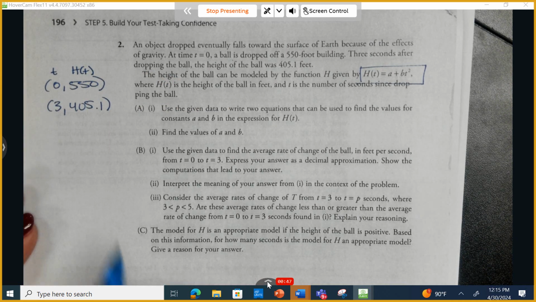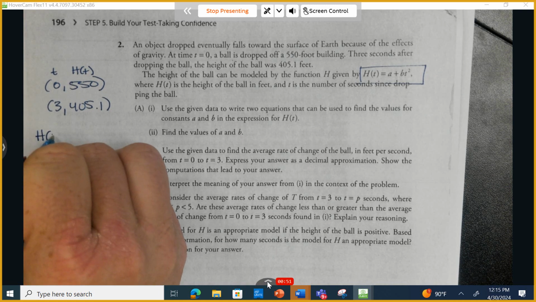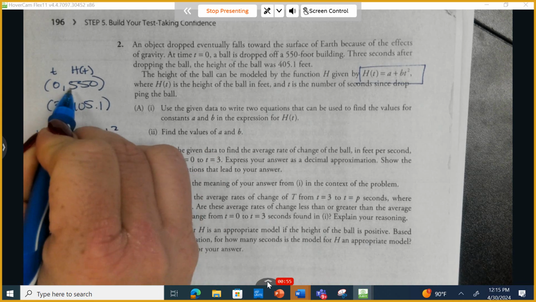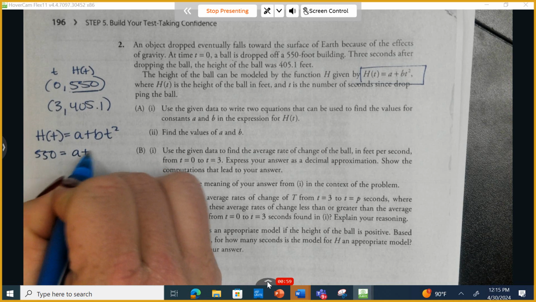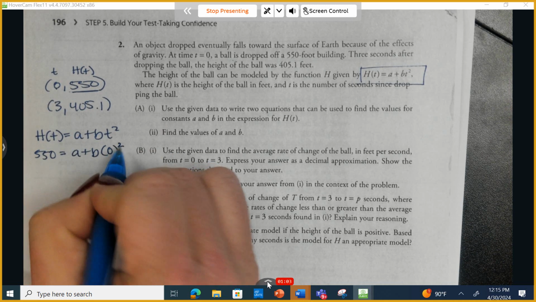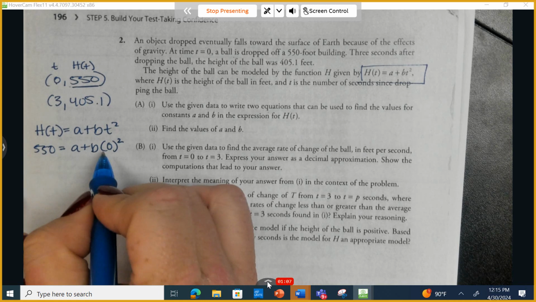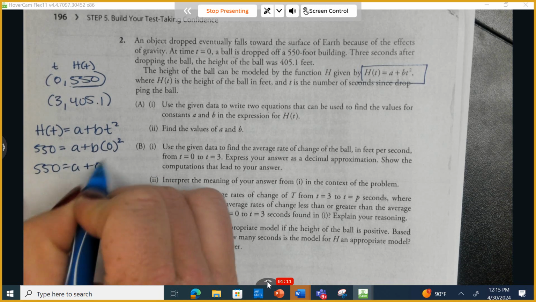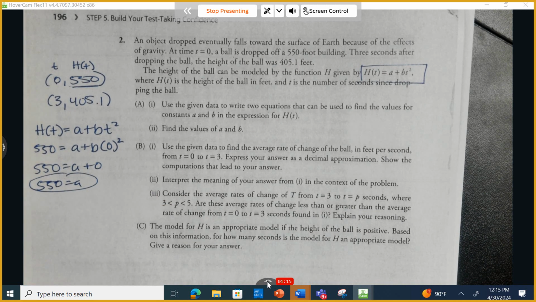So I'm going to write my equations off to the side here. Here's one equation. H of t, what is my h of t? Let me just put this down first so we can model it. H of t is 550. A plus b, my input is 0 squared. Well, 0 squared is 0, and 0 times b is still 0. So this is 550 equals a plus 0, which is just 550 equals a. That's one equation.